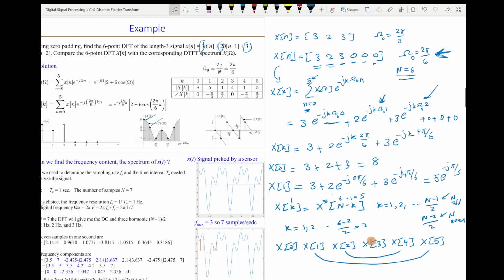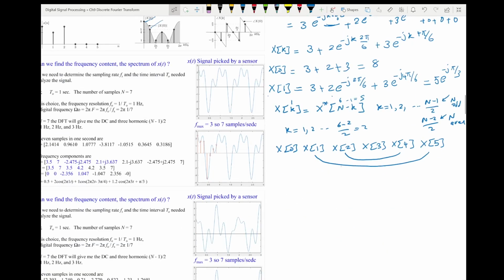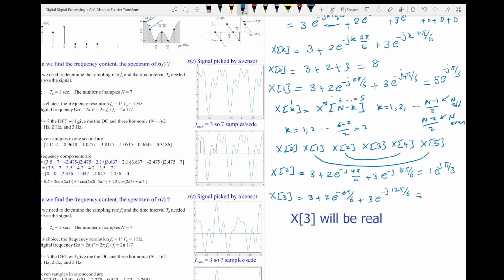So I already calculated x0 and x1. Let's calculate x2 and x3. x4 and x5, I don't have to calculate because I can find their values from x1 and x2. So for x2, again, plug in k equals 2 here and here, and if you use your calculator, you will get the result. And for x3, plug in k equals 3 here and here. And if you use your calculator, it will be 4e^(j0), which is 4.